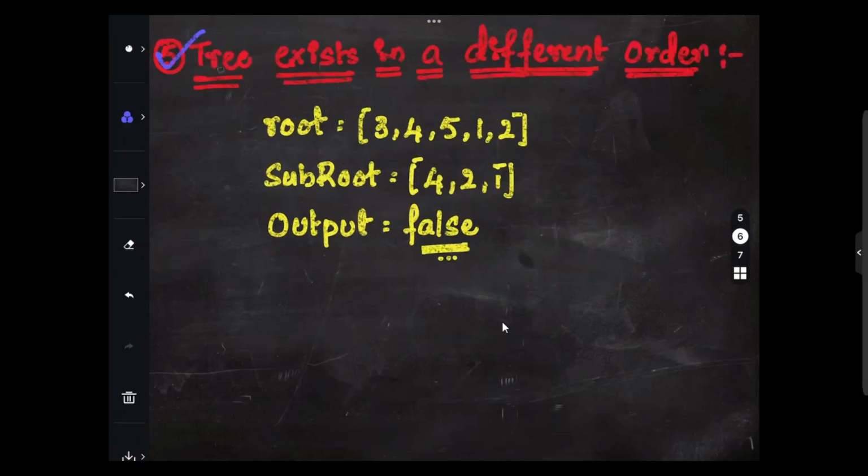So let's move on with the final edge case here. Tree exists in a different order. You can clearly see here we have 3 4 5 1 2, and 4 2 1 in this case, right? So the order of the nodes has to match exactly. In this case it doesn't match, so we have to return false.